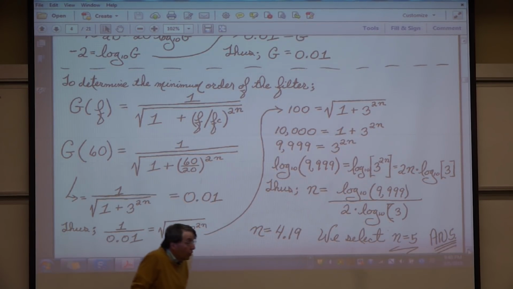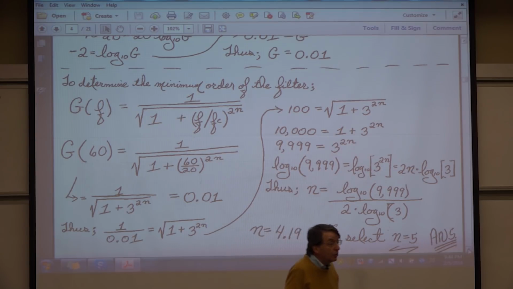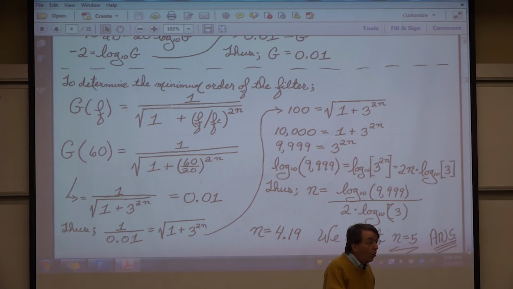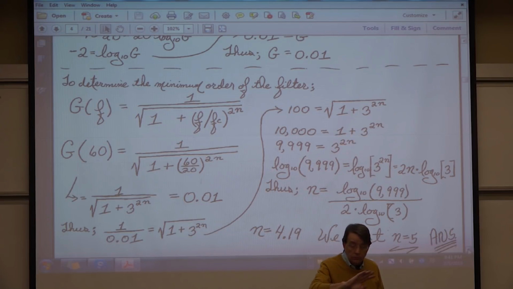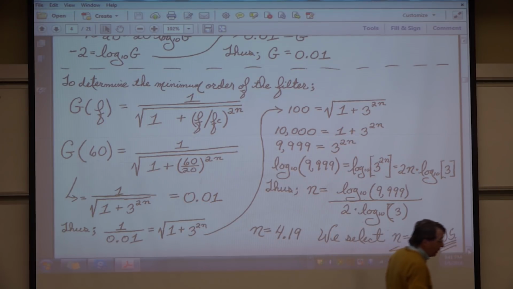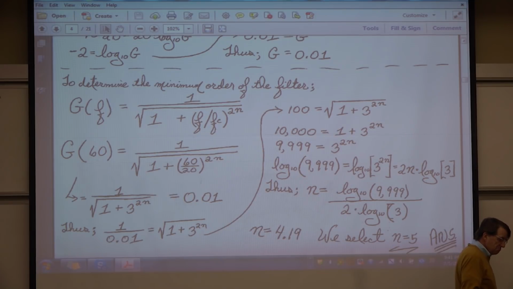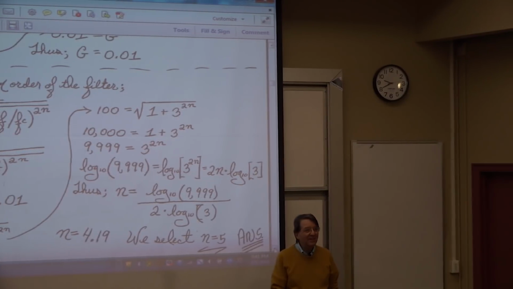Now, n is the order of the filter. It has to be an integer. So what do you do? Always go up. Even if it's 4.1, don't round it. It goes to 5. Okay, so it always goes up. That's the second problem. Let me pause. How are we doing? Okay, good.